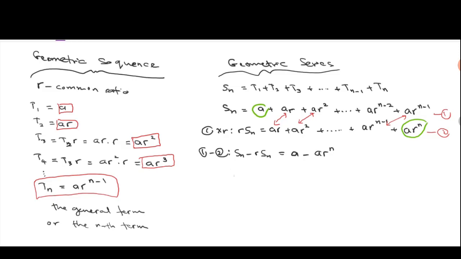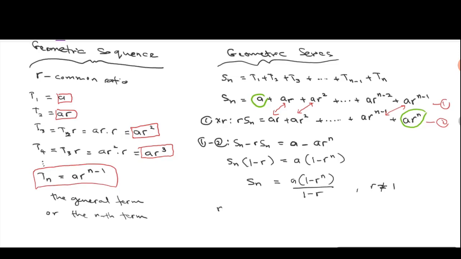On both sides of the equation, we can factor out. On the left side, we can factor out S sub n, so we have 1 minus r. On the right side, we can factor out a, so we have 1 minus r to the power of n. So S sub n is equal to a times 1 minus r to the power of n over 1 minus r, where r cannot be equal to 1, because if r equals 1, this formula will be undefined.